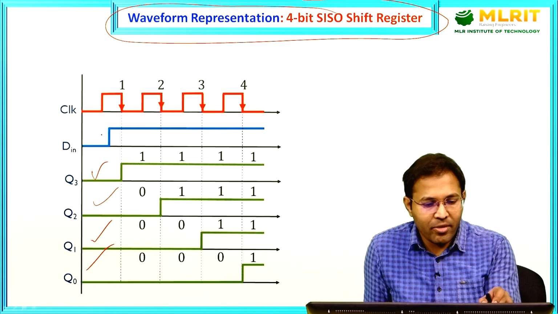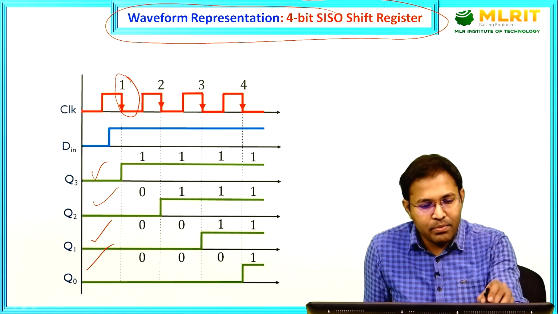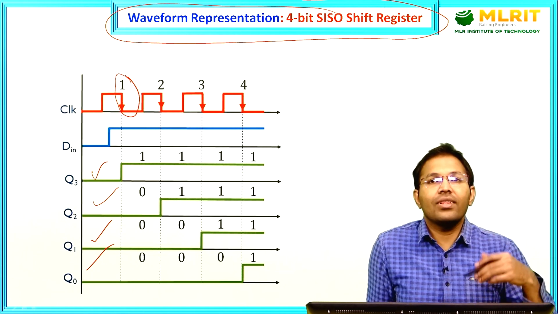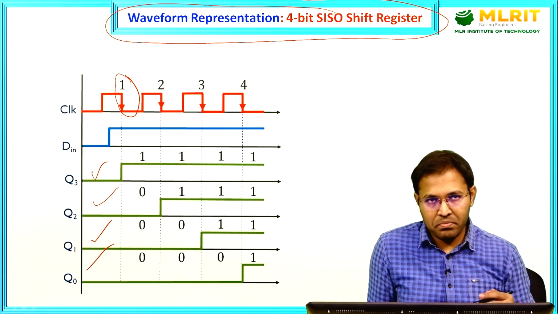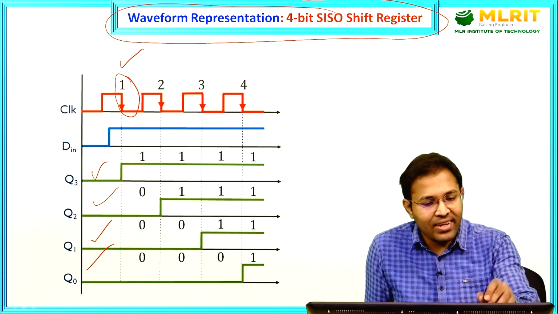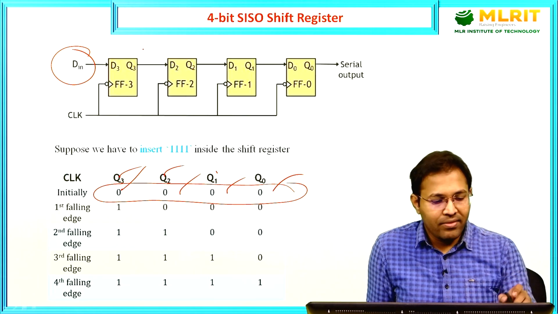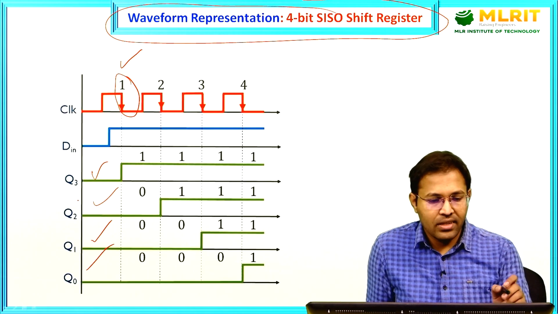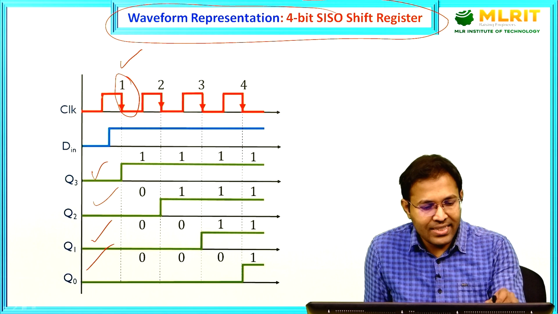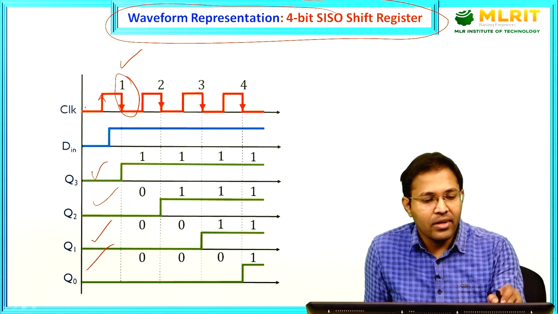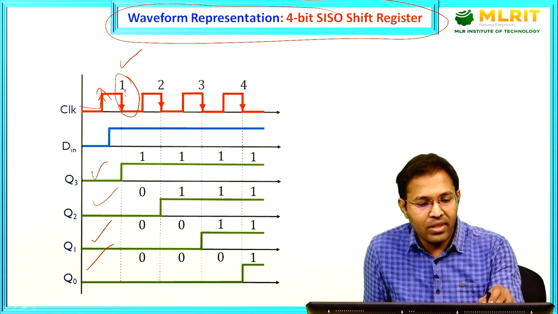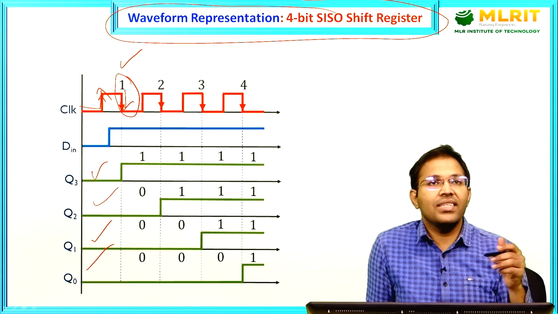When you give input, remember that the input should be available before the clock pulse arrives, and we have discussed that we are considering the falling edge. Suppose in this case this is the rising edge because the signal is rising here, and this one will be the falling edge because the signal is falling there.